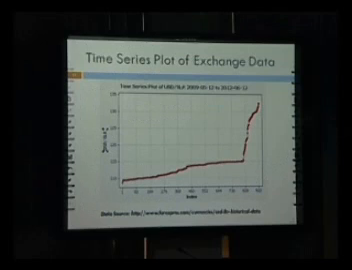Now, this exchange data, I have taken from the period May 2009 to June 12th, 2012, and this is how the exchange rate of the Sri Lankan rupee with respect to the US dollar changes. And this data source I have given here.